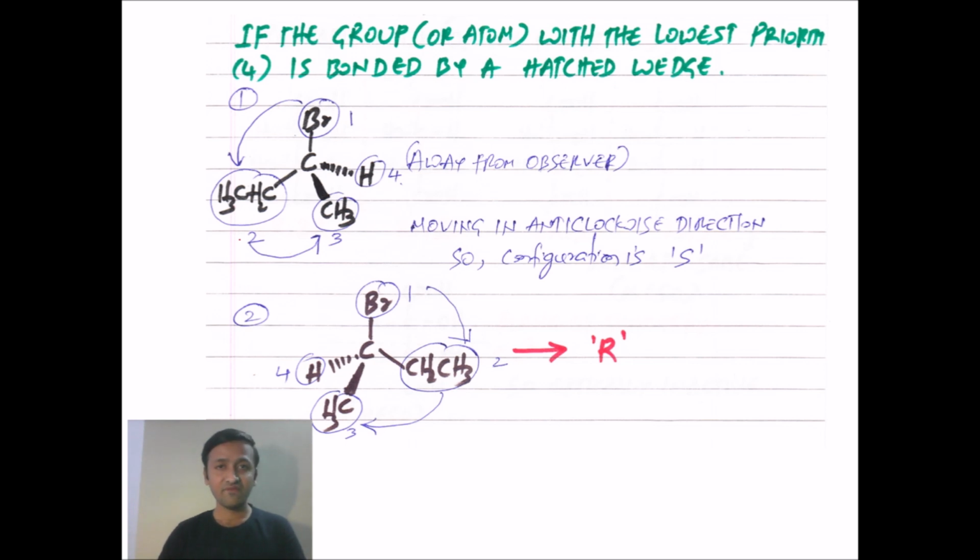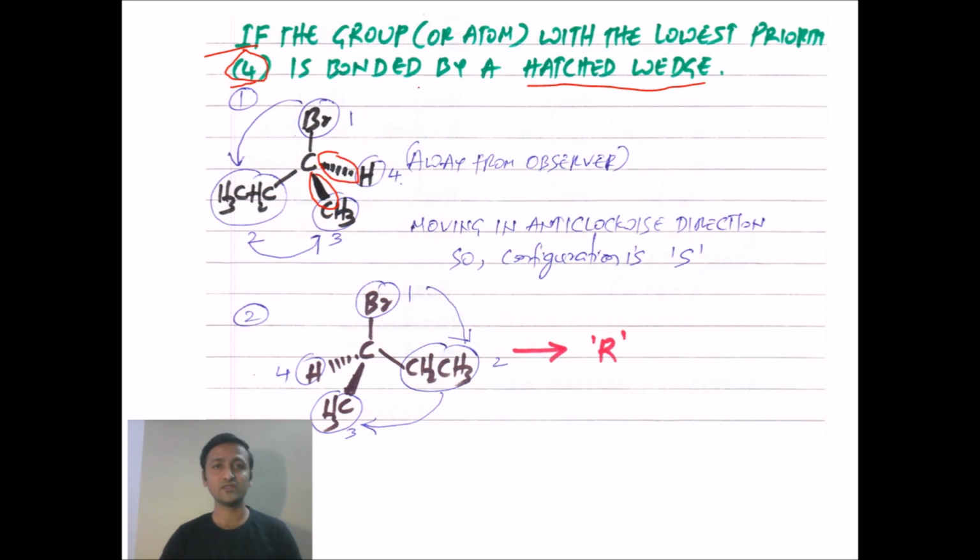I made two different types now. You can see the first one here. The group or atom with the lowest priority, assigned as 4, since we take 1, 2, 3, 4, and 4 is the least priority group, is bonded by a hatched wedge. I have taken a few examples with perspective formulas. You can see the perspective formula here, with a solid wedge and a hatched wedge.